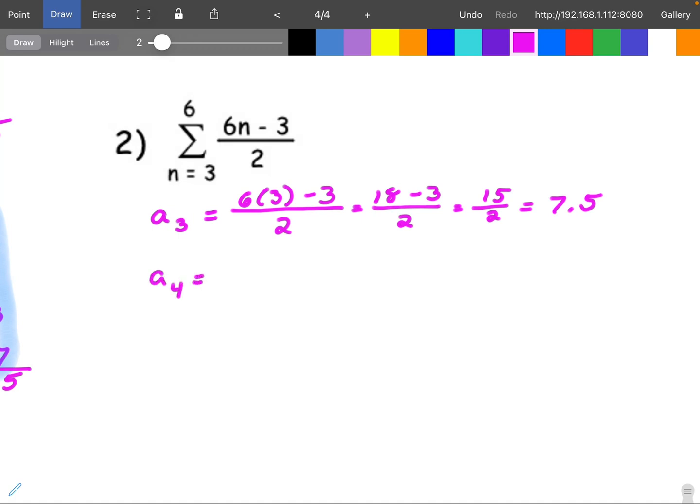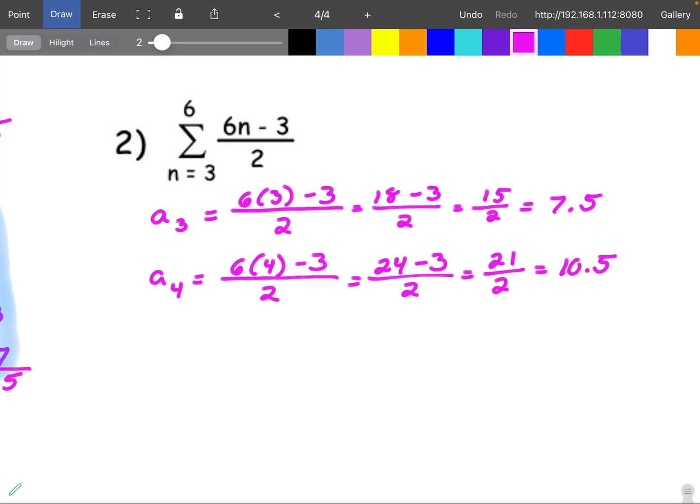All right, so then we've got a sub 3. We need to find a sub 4. So n is now 4. So we have 6 times n, which is 4, minus 3, divided by 2. So in the numerator, 6 times 4 is 24, minus 3 over 2. 24 minus 3 is 21, still divided by 2. And 21 divided by 2 is 10.5. Okay, so we have the fourth term.